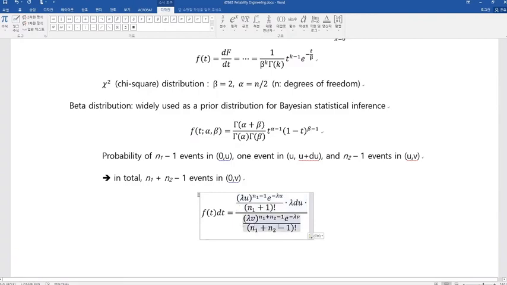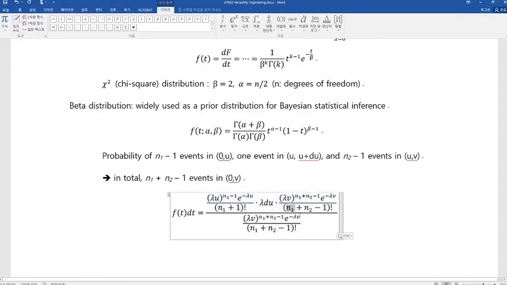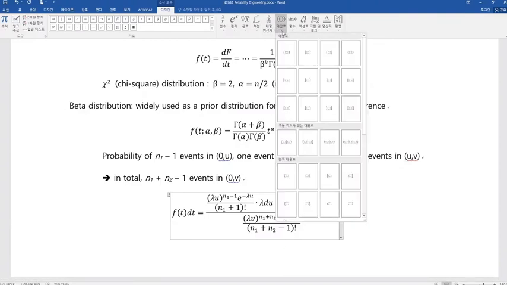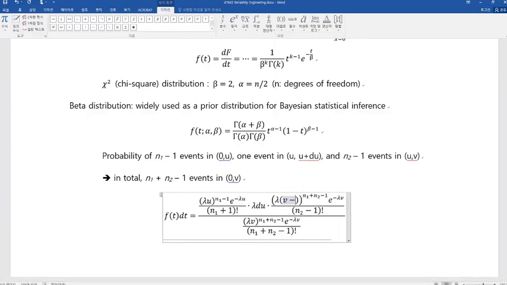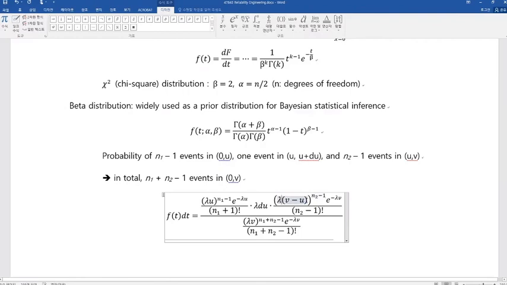And next, n2 minus 1 events between the time duration v minus u. So the time duration would be v minus u. So we are going to have n2 minus 1 events, and exponential minus lambda times v minus u.